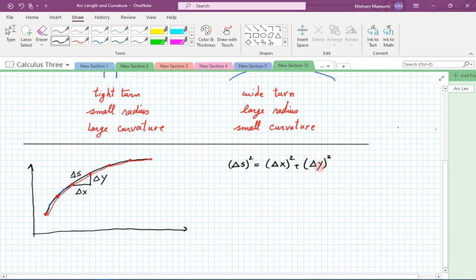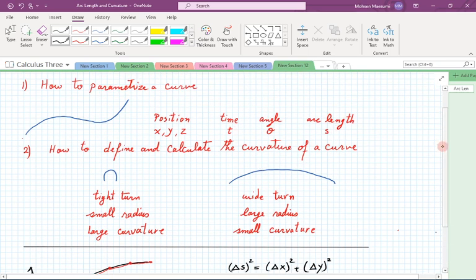Okay, as simple as just the Pythagorean theorem. Now, if you want delta s, you will be taking the square root of the items inside that radical. When you want to do this in calculus, of course, you give your x and y in terms of some parameter. That's where the parameterization comes in.